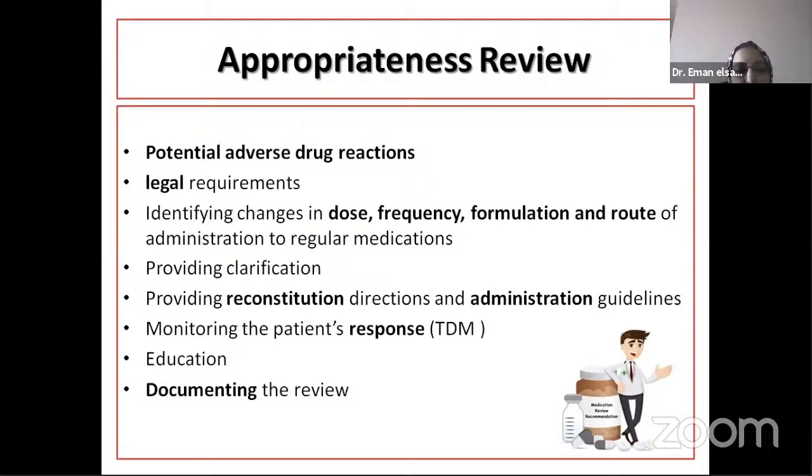Another intervention could be done, like suggestion to shift the patient from IV to oral when needed. And there is specification for this: switching should be revised and checked before suggestion.